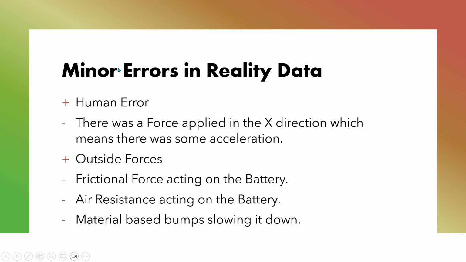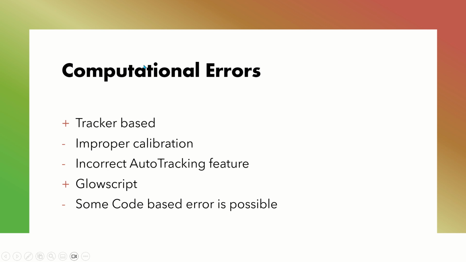Now if we go to our minor errors in the reality data, we have the human error when we actually twirl the battery on the actual surface. There's some force being applied by us. There are also outside forces such as friction and air resistance, which also slow down the object. There may be also computational errors such as tracker-based related to calibration and the auto-tracking feature. So these are just a wide variety of errors that could have impacted our entire experiment.